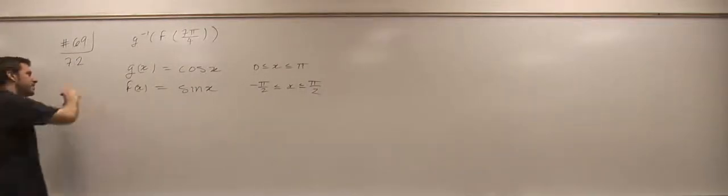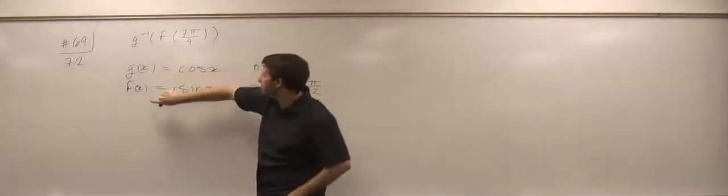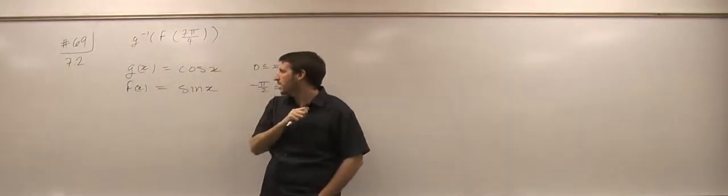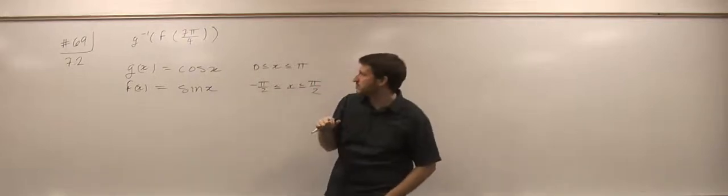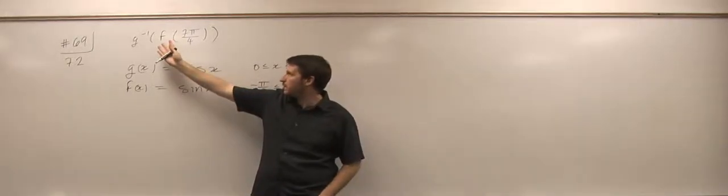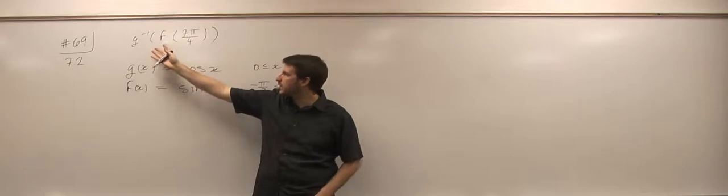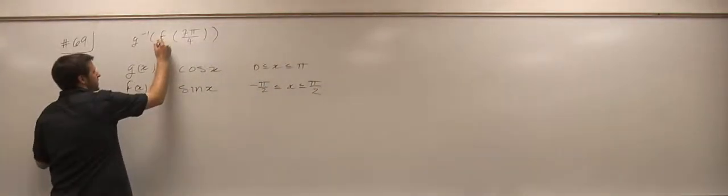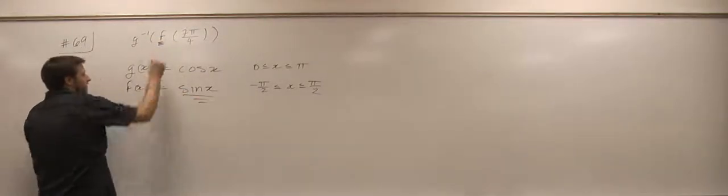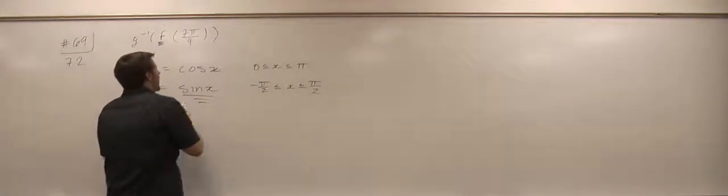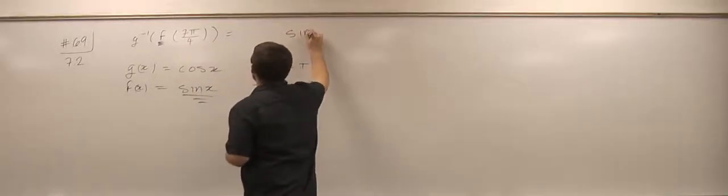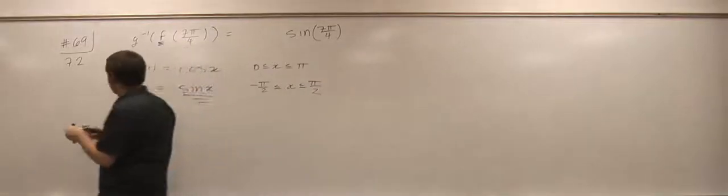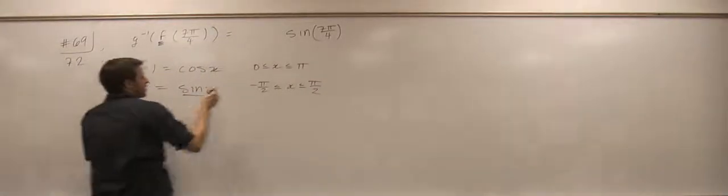Okay, so the problem gives you two functions, G and F, and then it wants you to figure out what this composition equals. The first thing, you kind of got to tear apart what they're even getting you to do here, right? So firstly, what I would notice is that F is equal to sine. So inside the parentheses here, you really have sine of 7 pi over 4. So I just replace this F with sine.